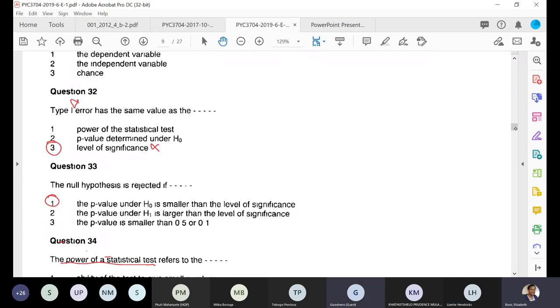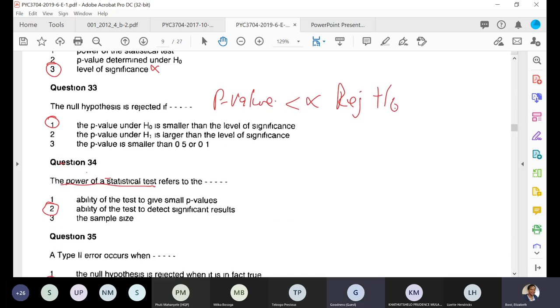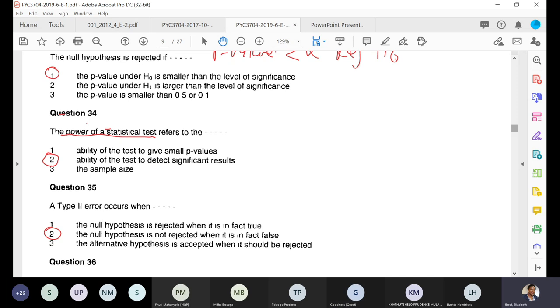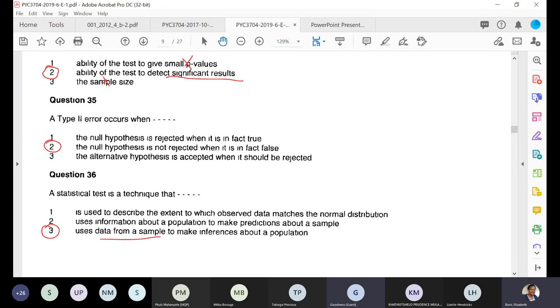Okay, type one error. It's alpha. So the only other thing that is alpha is level of significance. The null hypothesis is rejected if the p-value under H naught is smaller, because we know that when the p-value is less than alpha, we reject the null hypothesis. That's the rule. The power of a statistical test is the ability to detect the significance of the test. So when we look at the power of a statistical test, we want to detect if the results that we are getting are significant or not. That's why we chose number two.